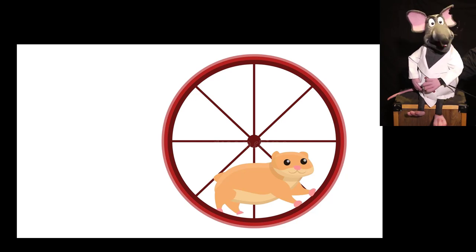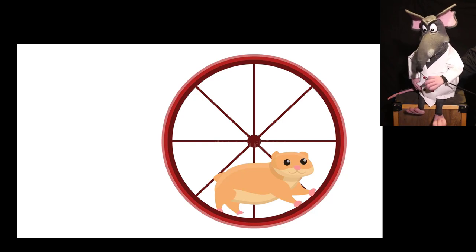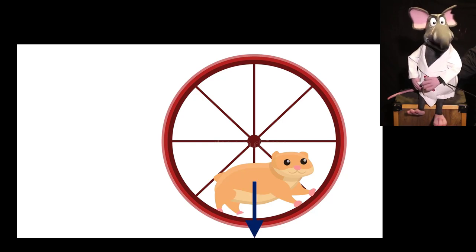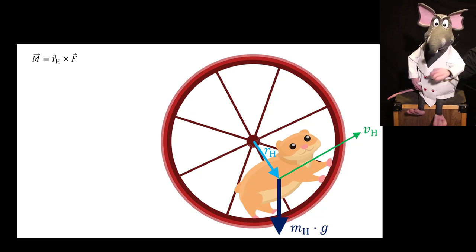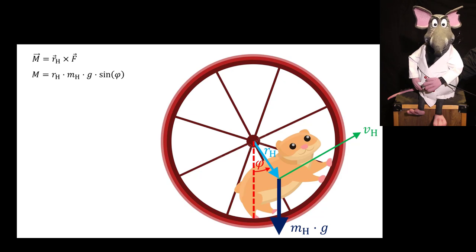When you have a hamster in a hamster wheel, these little fat bastards have a force of gravity there. And when the hamster starts to run, then he has a special speed. And that means when we know the distance from the hamster to the middle of the wheel, then we could calculate the turning moment of our system. And if we introduce angle phi here, then we could rewrite our equation like this.